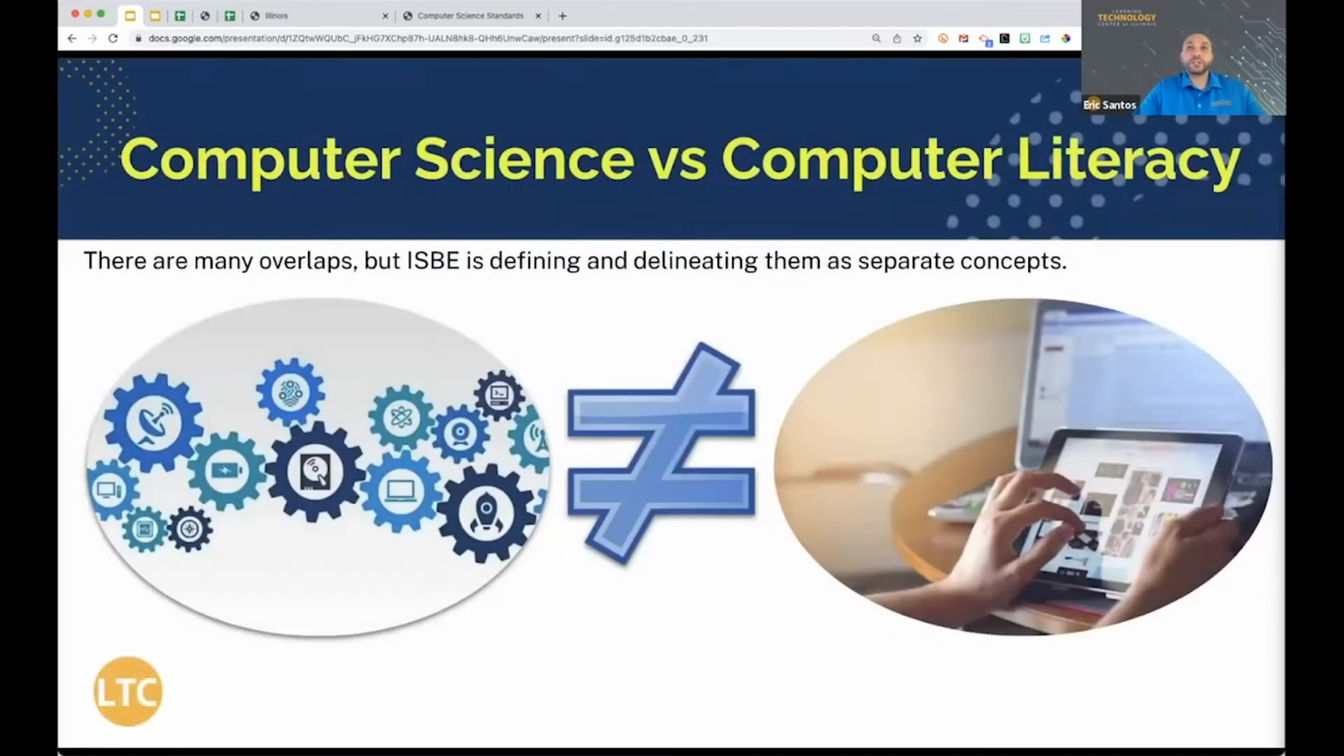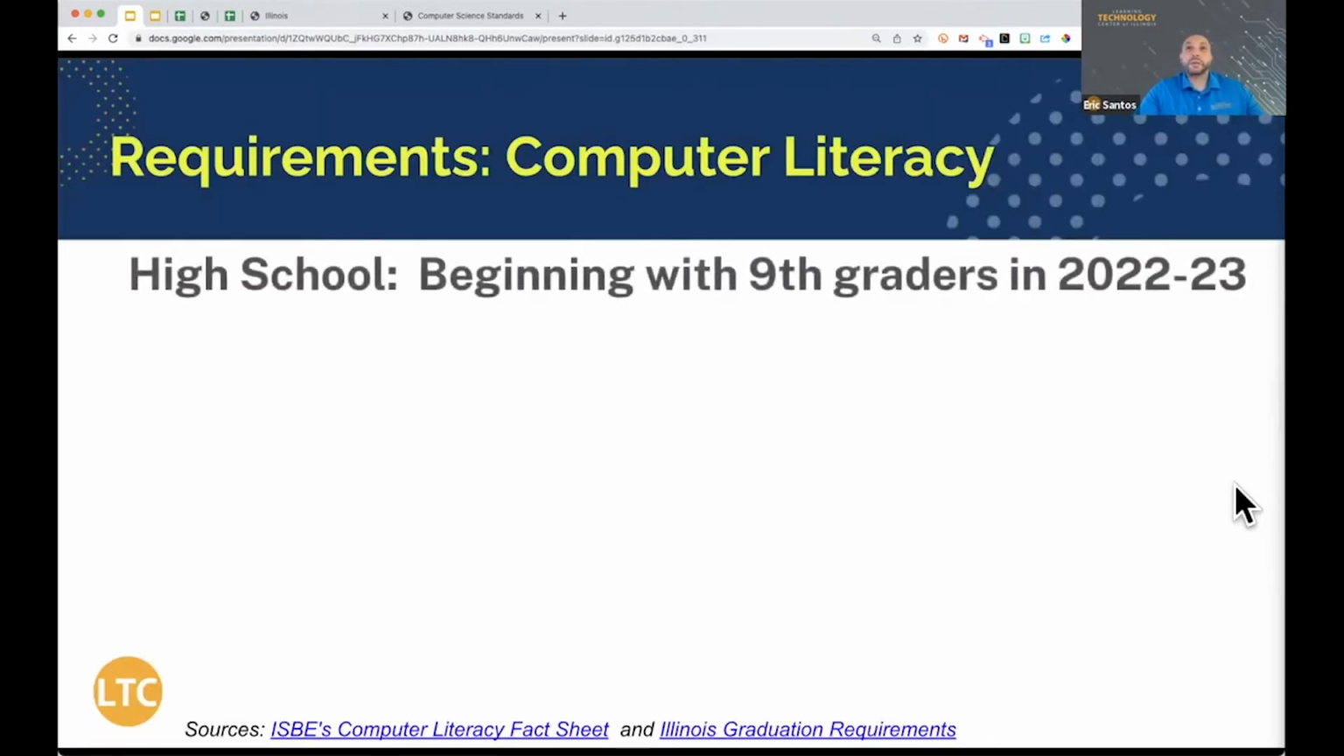It's also important to know, and this is especially important today, and I'll explain why in a minute: computer science and computer literacy have some overlap, but they're looked at as two completely different topics. ISB defines them pretty well and delineates them as separate ideas. So let's dig into that a little bit, because there are a set of computer science expectations, and then there are computer literacy expectations. We'll start with high school.